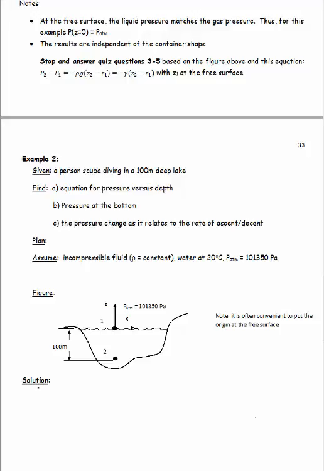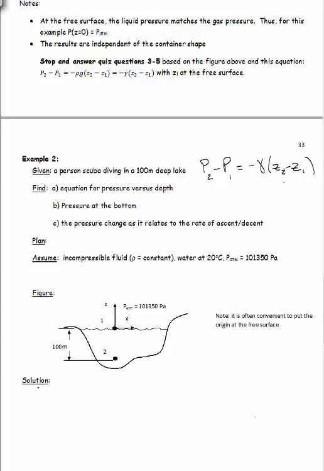Okay, so now we're going to do a couple of examples. If you remember, for hydrostatics, non-accelerating fluid, our equation for pressure was P2 minus P1 equals minus gamma times (Z2 minus Z1). Whenever you write this equation, just be sure that if you do P2 minus P1 here, you also do Z2 minus Z1.